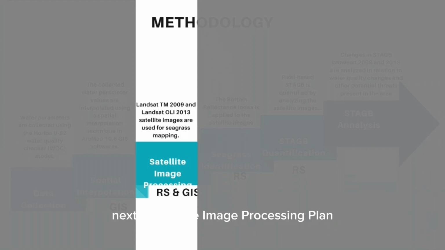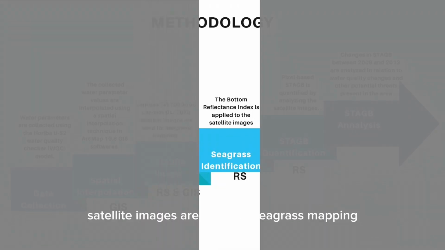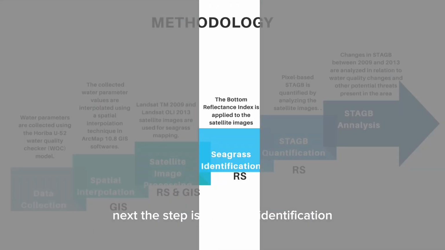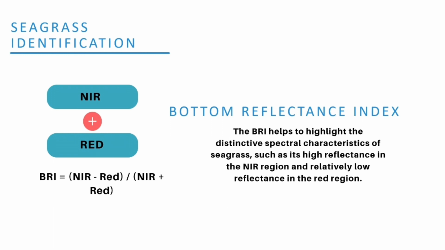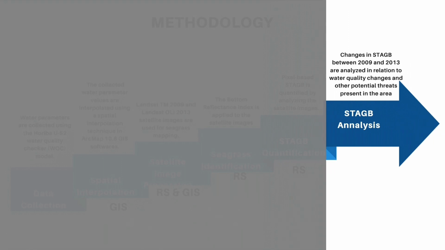Next is satellite image processing. Landsat TM 2009 and Landsat ALI 2013 satellite images are used for seagrass mapping. Next, the step is seagrass identification. The bottom reflectance index is applied to the satellite images to identify and map the spatial distribution of submerged and intertidal seagrass in the Merambong area. Next, the step is STAGB quantification. Pixel-based STAGB is quantified by analyzing the satellite images. This involves comprehensive procedures and ancillary data, as explained in previous studies.